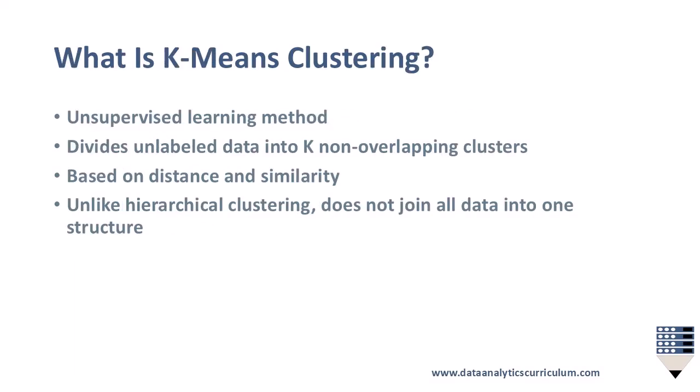What is k-means clustering? K-means is an unsupervised learning method that divides unlabeled data into a fixed number of non-overlapping groups, called clusters. It works by grouping points based on distance and similarity. Unlike hierarchical clustering, k-means doesn't build a single tree structure. Instead, it focuses on finding the best cluster centers, or centroids, for a chosen number of clusters, k.